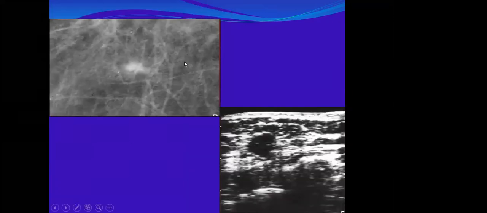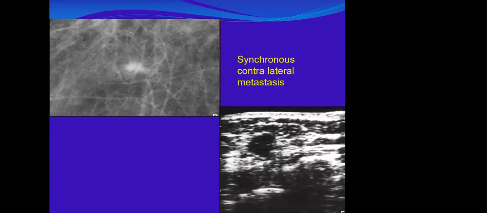Look here. This is the one. And this is the spot of the contralateral, the posterior lesion, the focal asymmetry. The spot demonstrates that it is an indistinct mass, improving conspicuity of the mass, and confirmed on ultrasound as an irregular, indistinct, heterogeneous hypoechoic mass. Both are malignancy, representing synchronous contralateral metastasis.